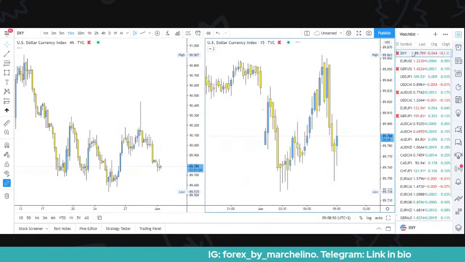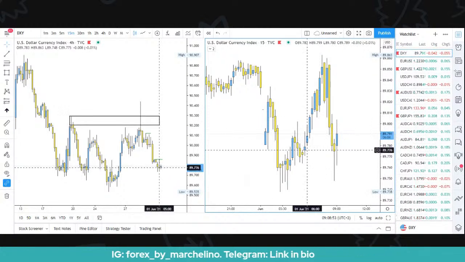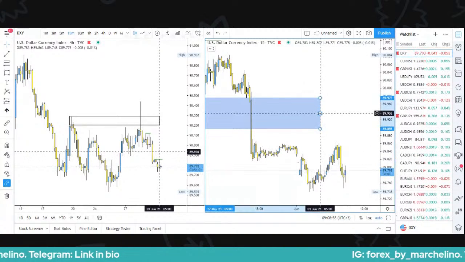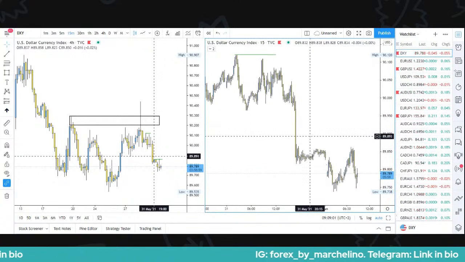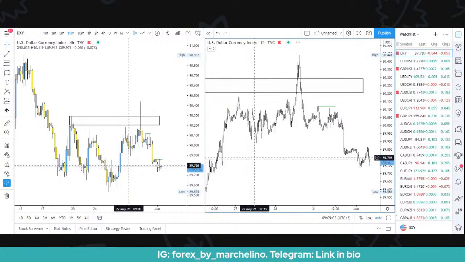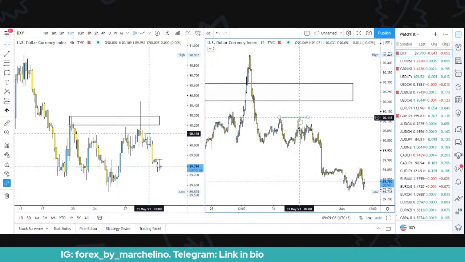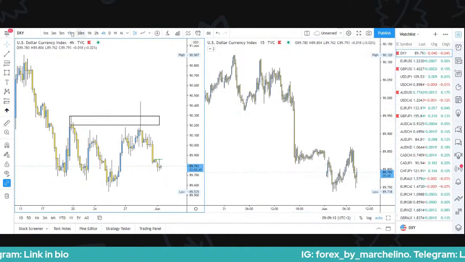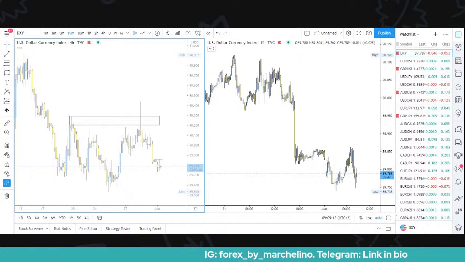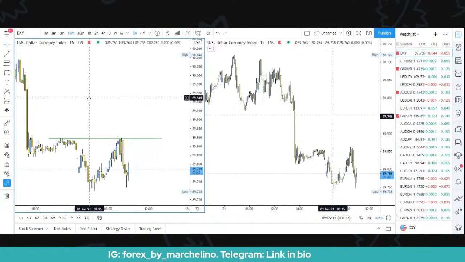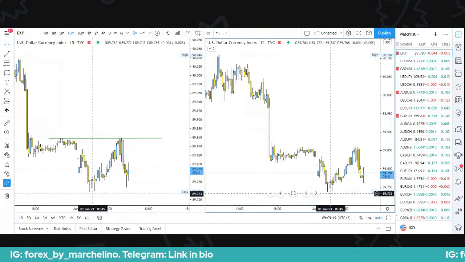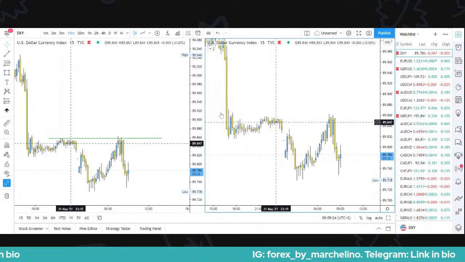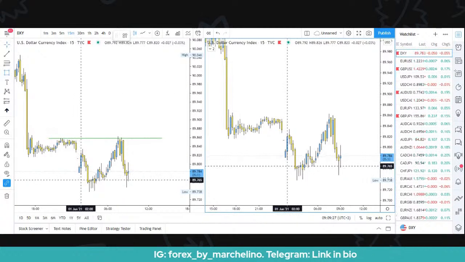What's the dollar doing? Clearly the dollar. What is this right here? I have no clue what that is. Oh, it's probably this. I'm just looking from price action.